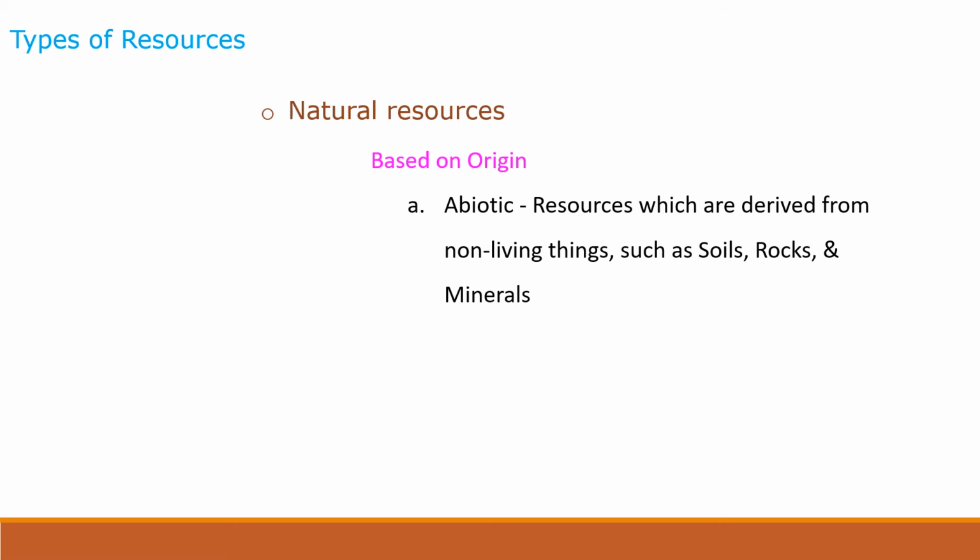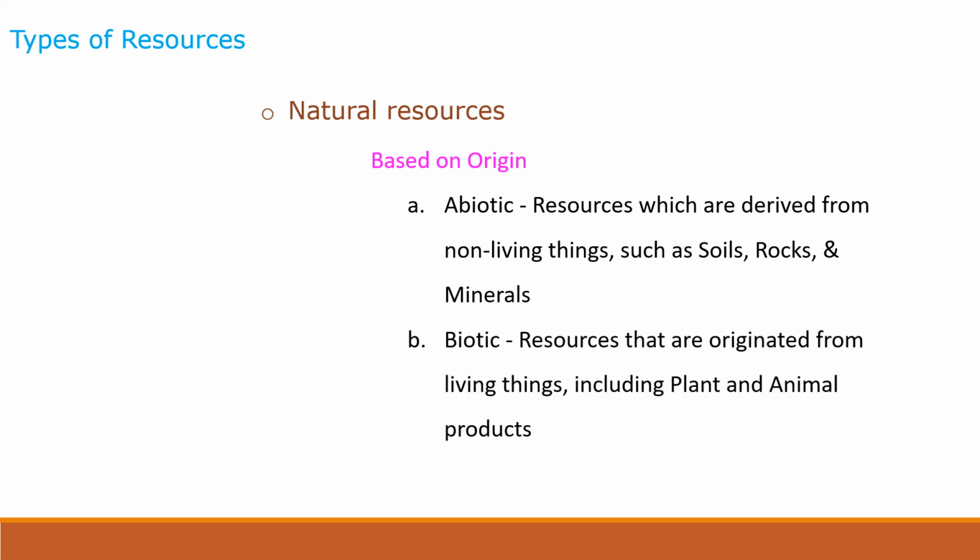So the next difference, that is the other classification of natural resource based on origin, is biotic resource. As we know that bio means life. So the resources which have been originated from living things. For example, all the plant and animal products. Those are all termed as biotic resources.